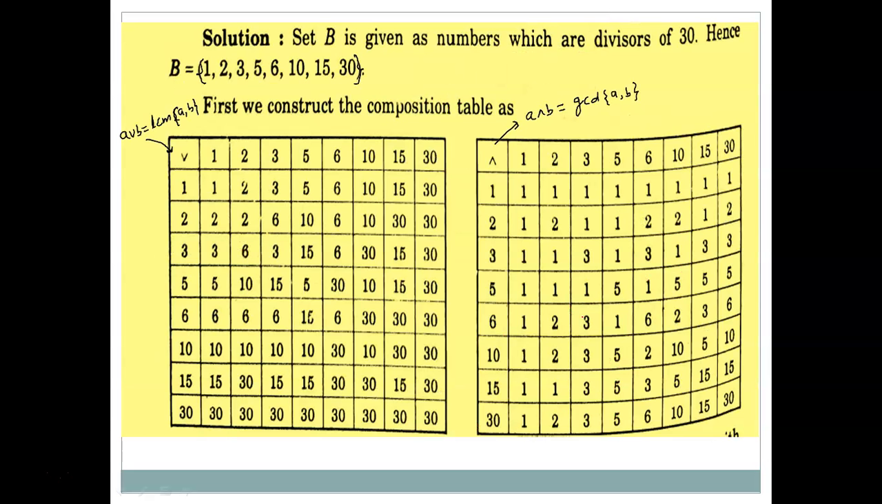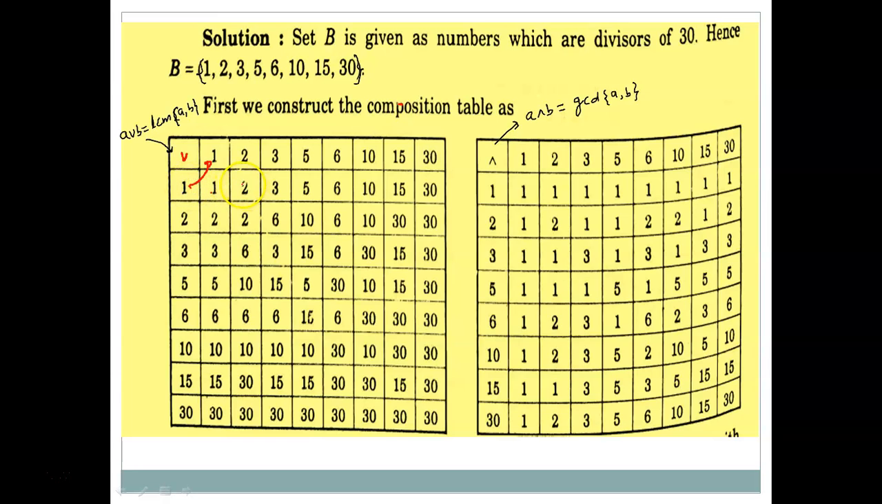Let us see the solution. Here, as I mentioned, B is this set. First, we construct the composition table. Composition table is a table which is constructed using the elements of a set with respect to some operation. For example, here we are taking this join operation, and join means LCM of A and B, and along this row there are elements of B, and again in this column elements of B. Now what element should I write here? I should write here the LCM of 1 and 1.